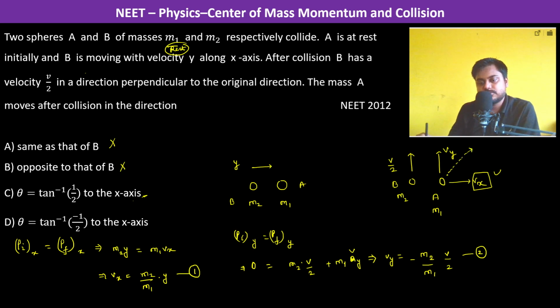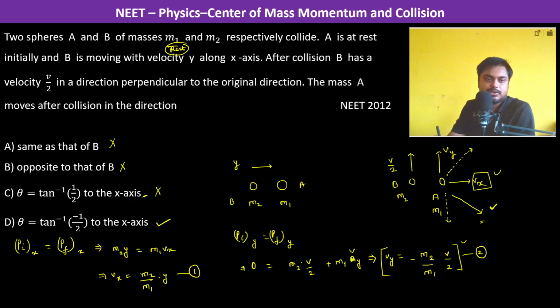Now if you see, this velocity has come to be negative. Okay, so since it is negative, that means the velocity is actually in this direction. So the net velocity is going to be like this. So not this also, yes, this should be correct.